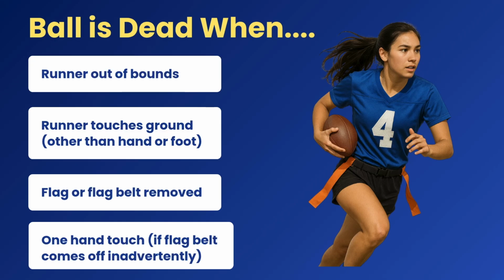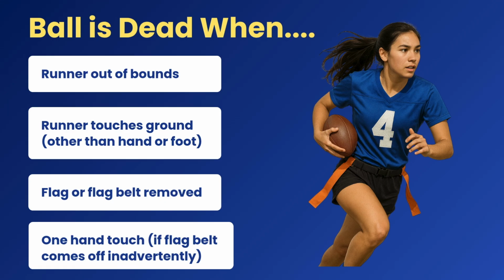Live and dead ball. So these are situations when the ball becomes dead. We have a runner that goes out of bounds. Obviously, the ball is dead at that spot. If the runner touches the ground with something other than their hand or foot, the runner is down. So let's say a wide receiver catches a pass, but catches a pass with one knee on the ground. They get the catch, but that knee causes them to be down at that spot.